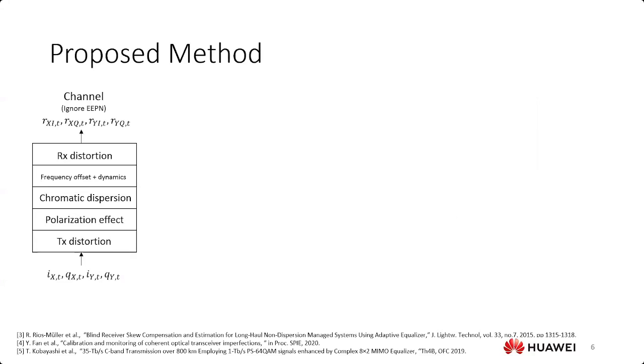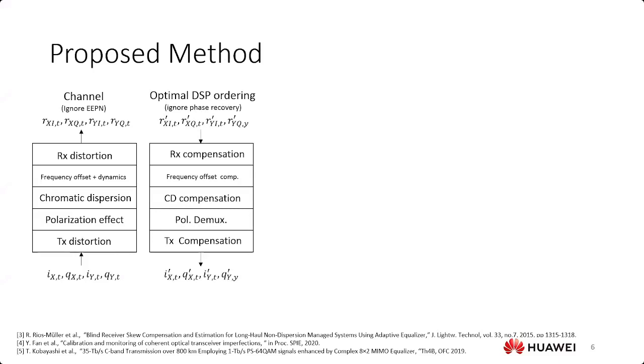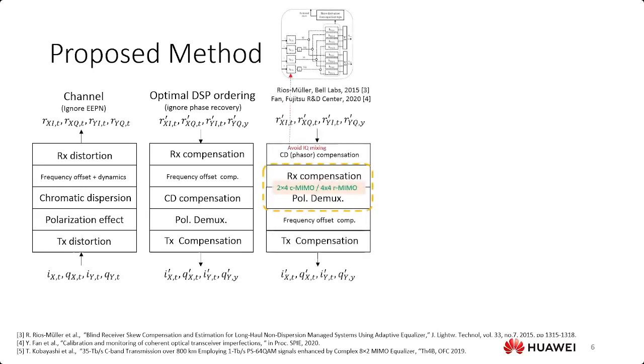The first one here is the physical channel. We understand that our DSP has to compensate or undo these impairments block-wise in reverse order. For the previous 2x4 or 4x4 equalizer, to jointly compensate the receiver and also do the demultiplexing, we have to shift the CD compensation before all the DSP stages. And also we have to multiply each of the ADC branches using a CD compensation phasor so that we can avoid the IQ mixing.